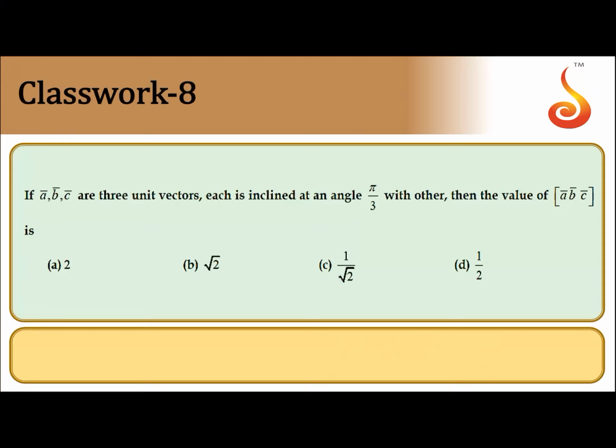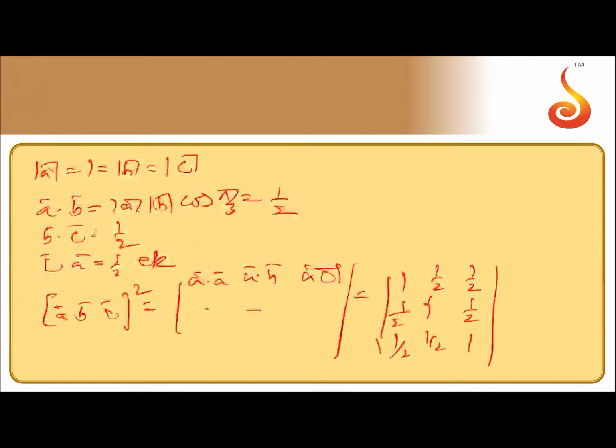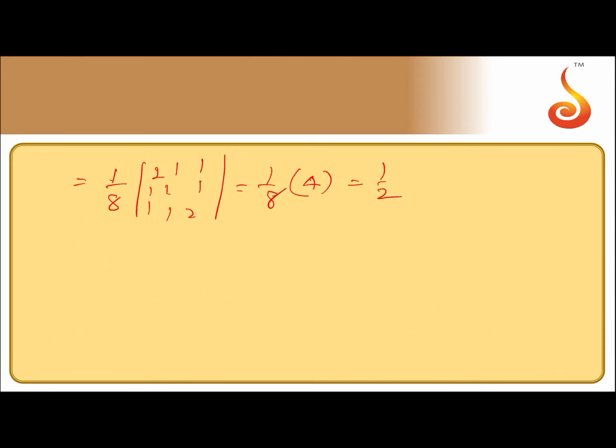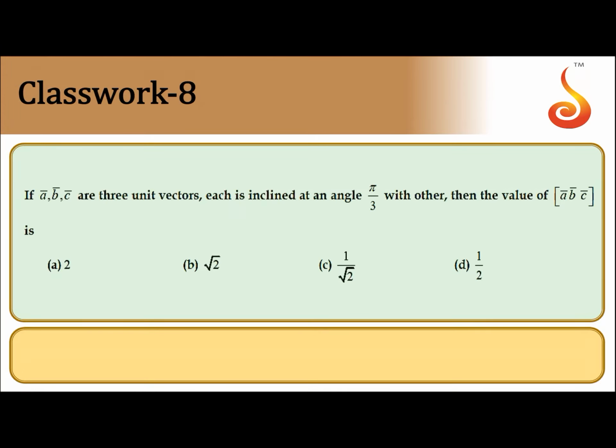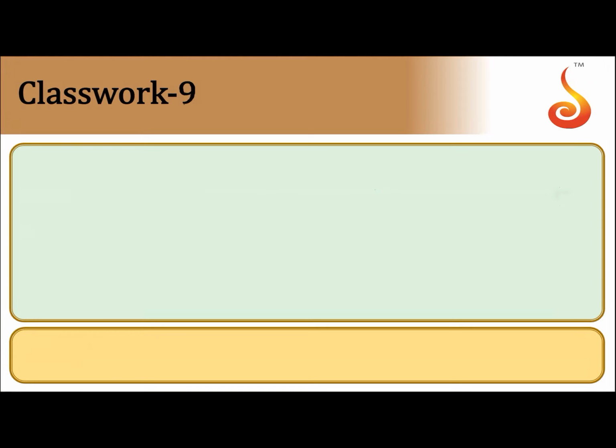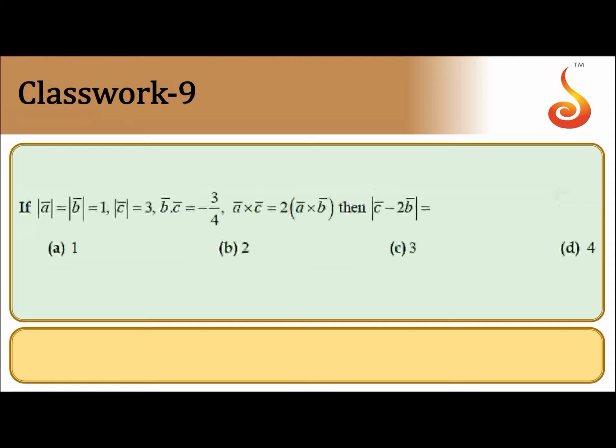So clearly you could see that I have calculated [A B C] whole square, am I right? So you got [A B C] whole square is equal to 1 by 2, means 1 by root 2 is the required answer. So [A B C] equals 1 by root 2. That's right. Coming to the next one.